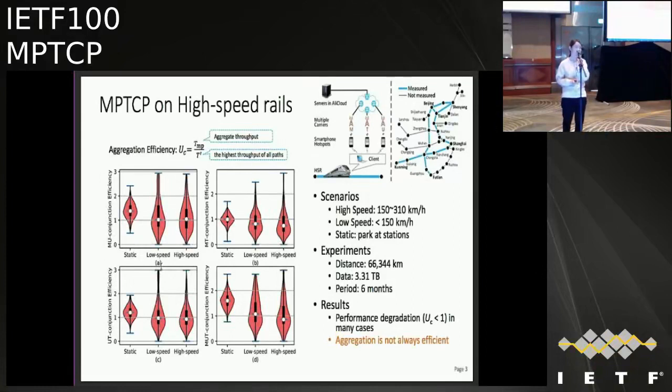This aggregation efficiency is the aggregated throughput divided by the throughput of the best path. When the AE is less than 1, it means there is a performance degradation. From the left side of this figure, you can see that in many cases performance degradation happens. Specifically in the high-speed scenario, the aggregation is not always efficient.